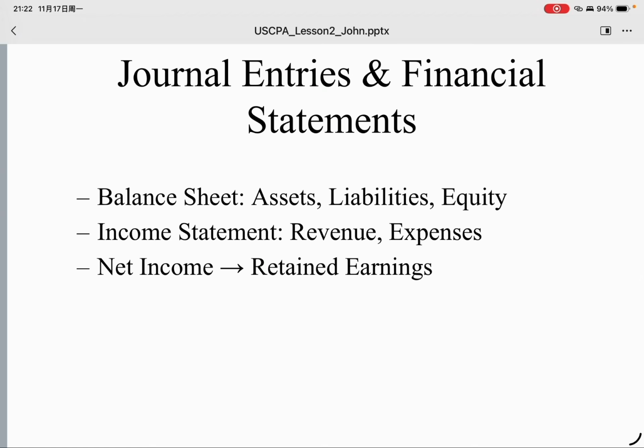How journal entries connect to financial statements. Here is the big picture. Assets, liability, and equity: balance sheet. Revenue and expenses: income statement. Net income flows to retained earnings. Journal entries are the foundation of all financial reporting. If you understand these, the financial statements suddenly make sense.